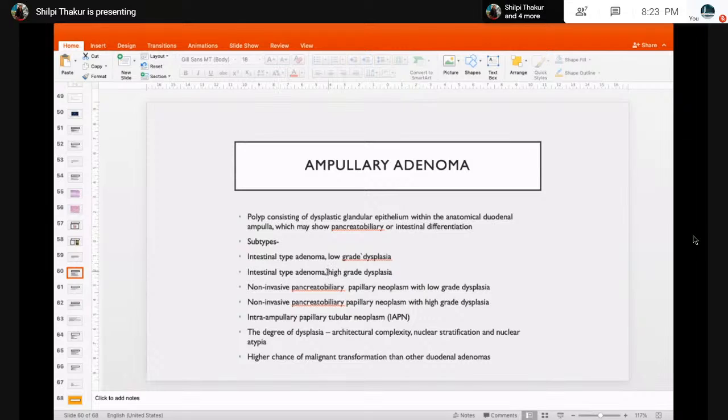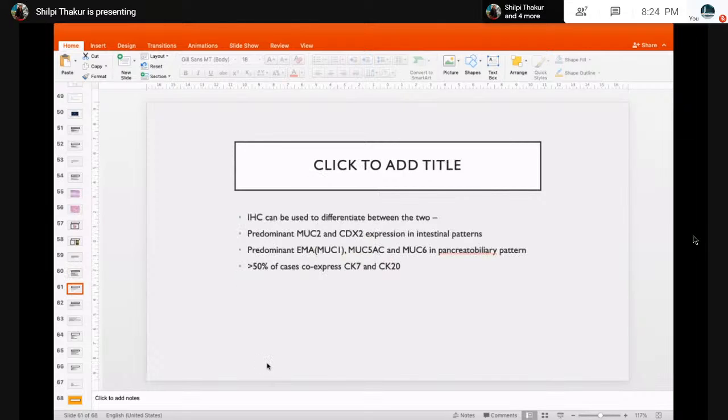Now, the subtypes of this ampullary adenoma are these: intestinal type of adenoma with low-grade dysplasia, intestinal type of adenoma with high-grade dysplasia, non-invasive pancreatobiliary papillary neoplasm with low-grade, and non-invasive pancreatobiliary papillary neoplasm with high-grade dysplasia, and intra-ampullary papillary tubular neoplasm. The degree of dysplasia is determined by the architectural complexity that we see, as well as the nuclear stratification and the nuclear atypia. So these three factors we should keep in mind in order to rate it as low-grade or high-grade dysplasia. And we are seeing that there is a higher chance of malignant transformation in these ampullary adenomas than in the other duodenal adenomas.